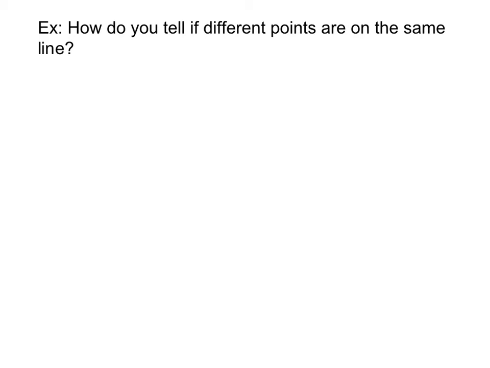Okay, the next thing I want to talk about is how do you tell if different points are on the same line? Well, the way we label a point is we use a capital letter. So let me just think of a little example here. Let's say you've got A is (1, 3). You've got B is the point (4, 2). And then C is the point (negative 2, 4).